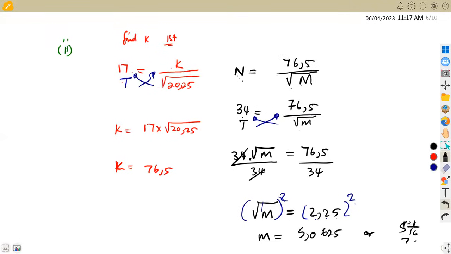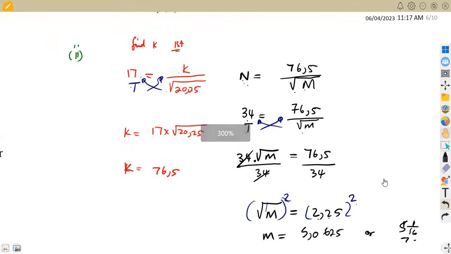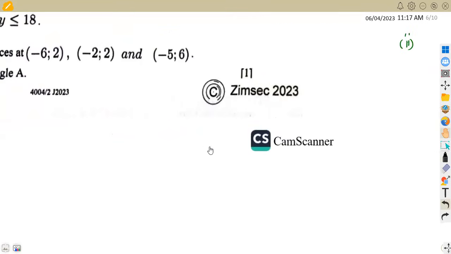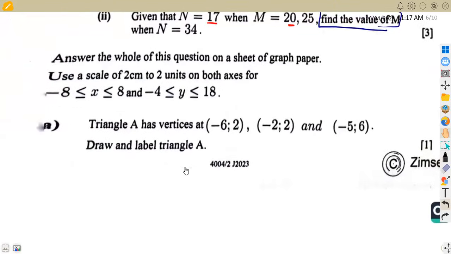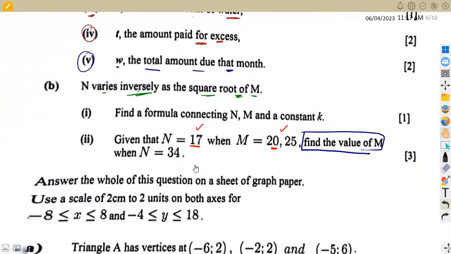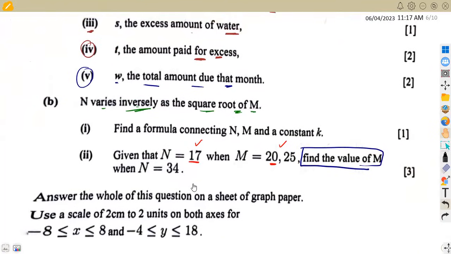All right, so that was the value of m that you're going to obtain from this simplification. So it was an inverse variation that you're supposed to connect with in order to simplify properly. All right, so that was our question number 7.